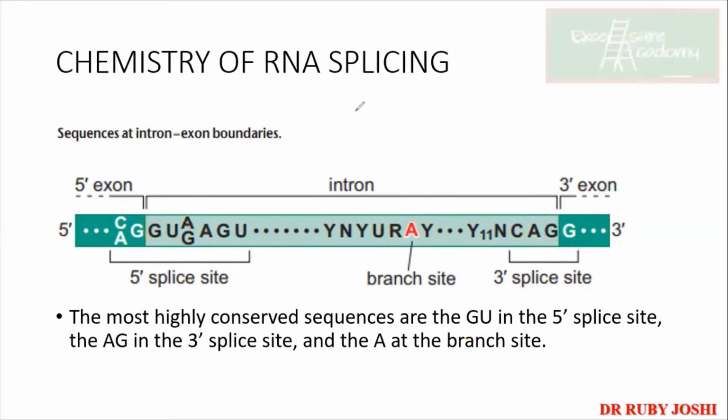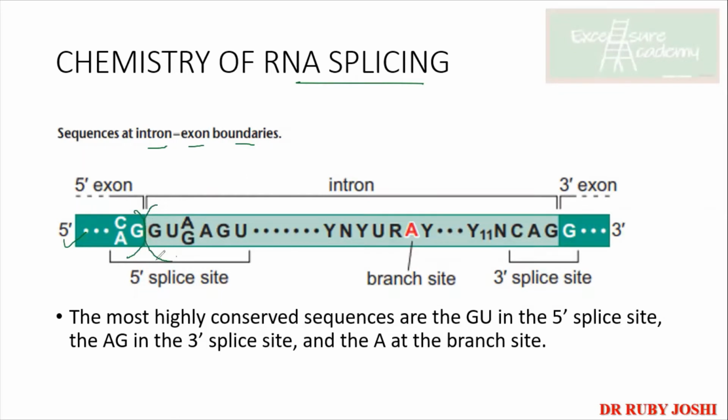So here in the chemistry, how does RNA splicing happen? The information is present in the sequences present at the intron-exon boundaries. Now this is the boundary. So this is your exon boundary. Exon. This is exon. This is the starting of intron.